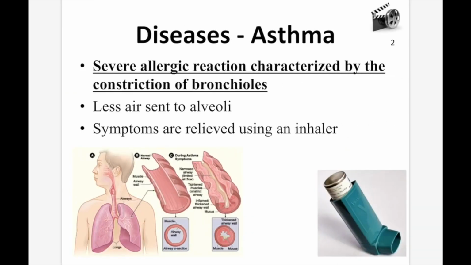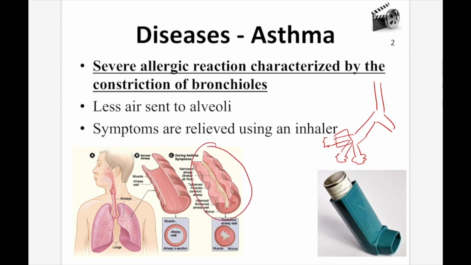Asthma. Asthma is one of those diseases that so many people suffer from, but most people know very little about. Now, what it is, is a severe allergic reaction characterized by the constriction of the bronchioles. Remember, we talked about the trachea coming down, it branches into the bronchi, and then the bronchi branch eventually into the bronchioles, which lead into our air sacs. So it's these guys right here, the bronchioles, that are the site of the asthmatic attacks. What happens when they get constricted, as we see in this picture right here?